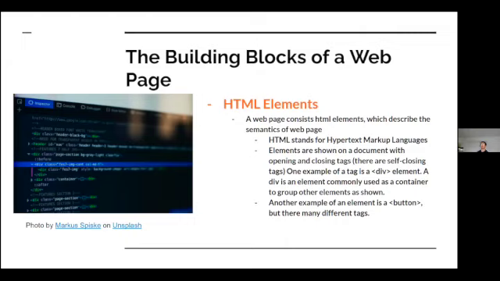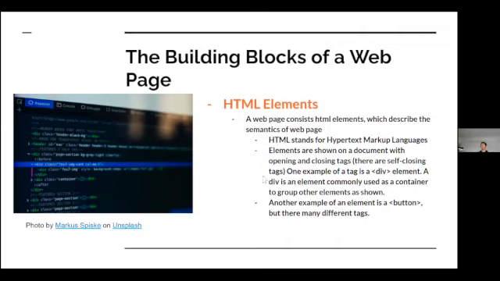Okay, so the building blocks of a web page. Like I said, HTML and CSS are the most basic building blocks. A web page consists of HTML elements, which is what they are called, which describe the semantics of a web page. HTML stands for hypertext markup language. Elements are shown on a document with opening and closing tags. There are self-closing tags, and we can talk about that.